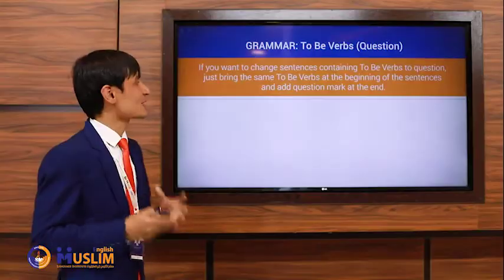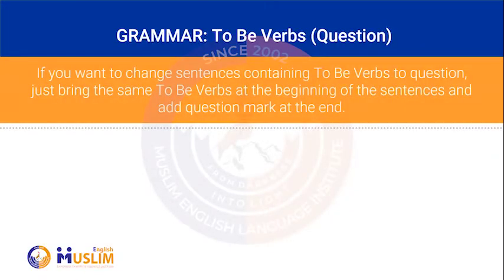If you want to change sentences containing to be verbs to questions, just bring the same to be verbs to the beginning of the sentences and add a question mark at the end.